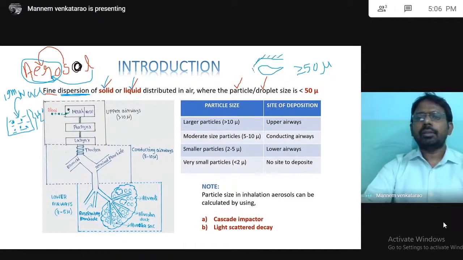Observed by naked eye. Once you observe with the naked eye, what happens? Particles cannot be considered acceptable, because once you observe any oil droplets, or any insoluble solid particle with the naked eye, tell me, is it preferable?